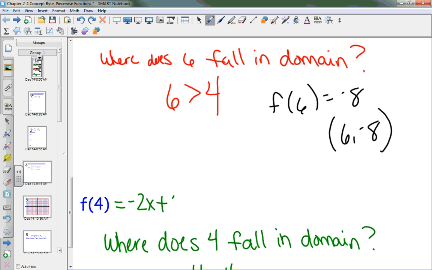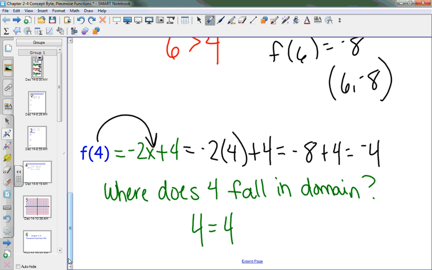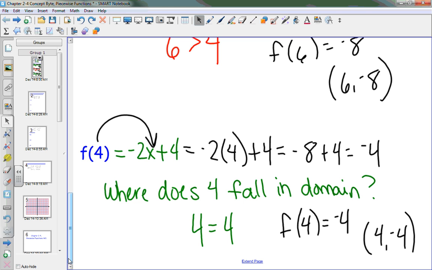So I'm using negative 2x plus 4, and every place I see an x, what am I doing? Plugging in the value 4. So negative 2 times 4 plus 4. Negative 2 times 4 is negative 8. Plus 4 gives me negative 4. What does this mean? That f at 4 is equal to negative 4, so I can graph the ordered pair 4, negative 4 if I wanted to.